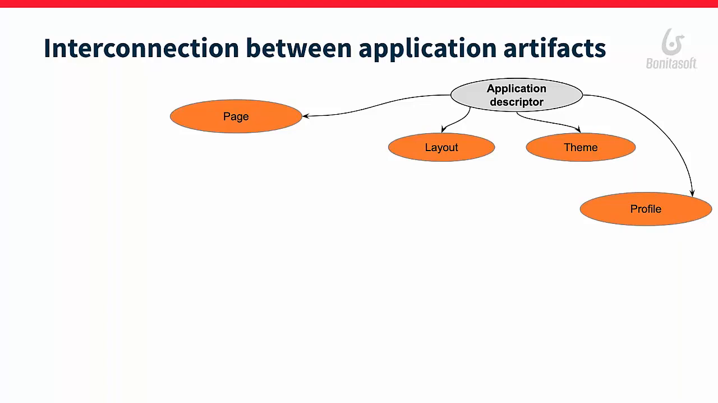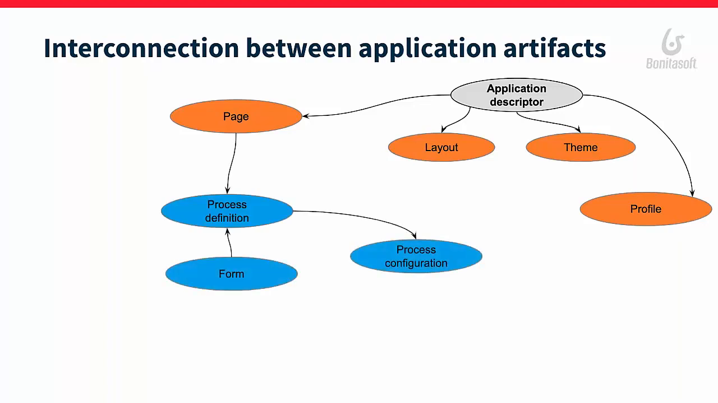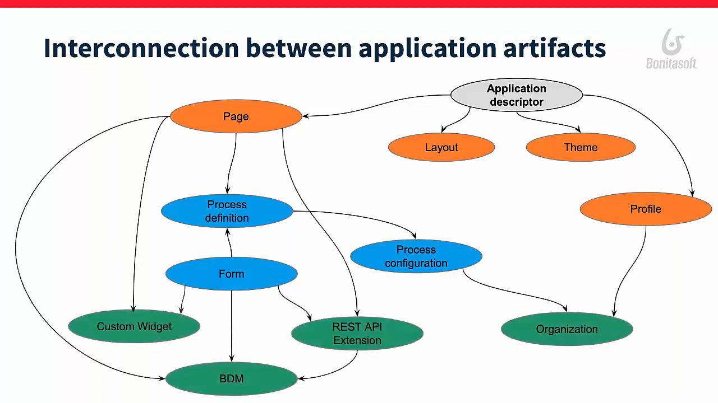Then it is linked through the process definition to the forms and the process configuration, which means that you are going to link your page to your process through the form, for example, and you can define the pages to support your process path. And more than that, you can use extensibility and customizations through the custom widgets, the way you are going to define your business data model, the organization that you are going to define and that will be directly linked to your profiles and your application. And if you need to extend it, you can use the REST API extensions.